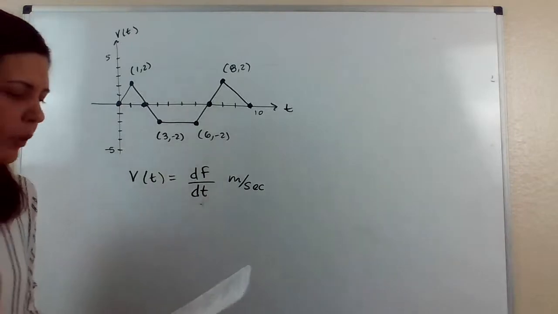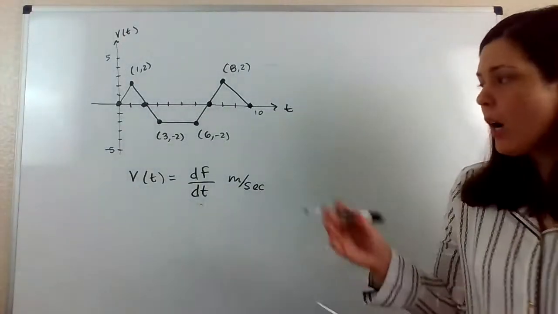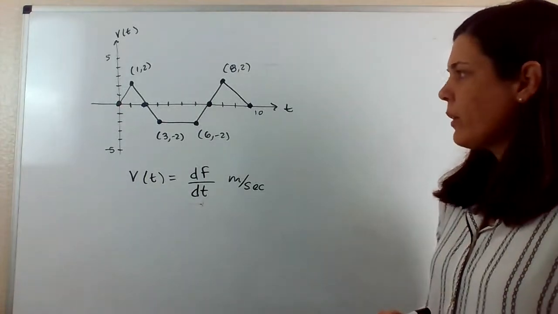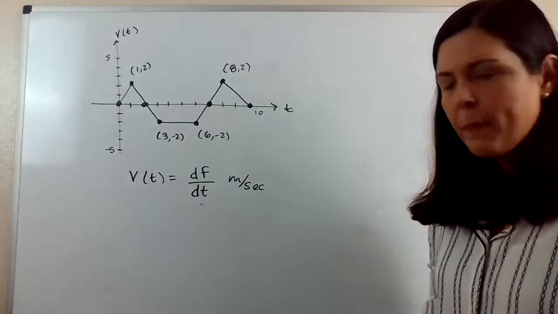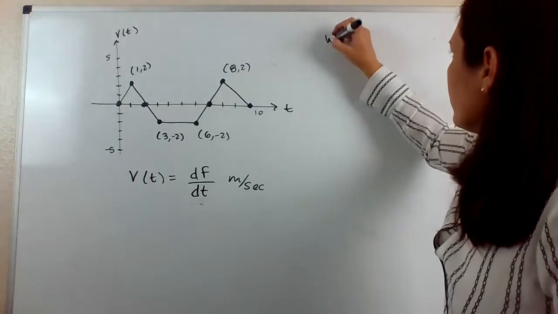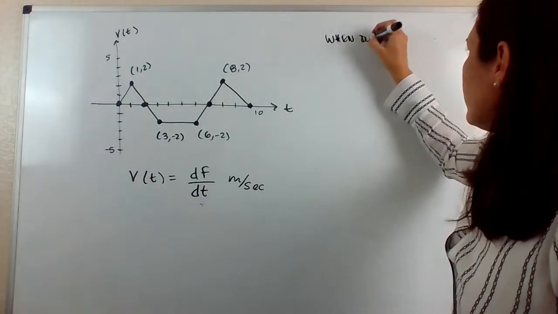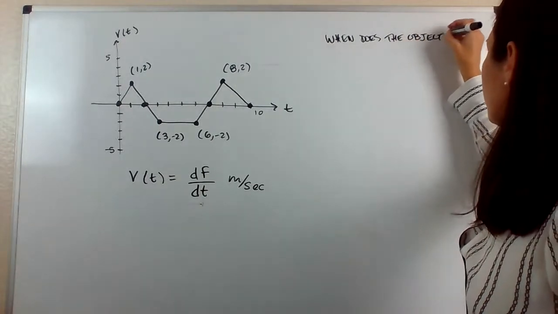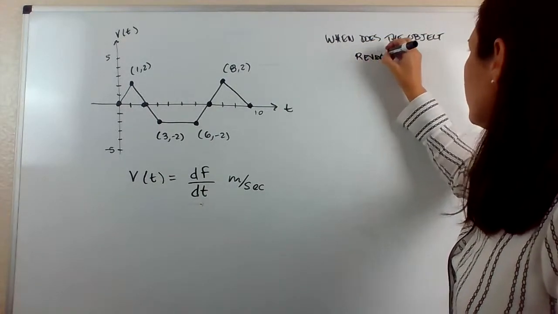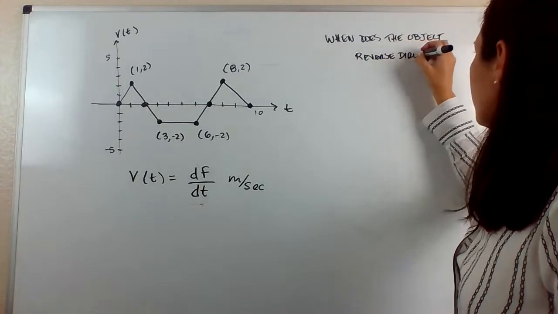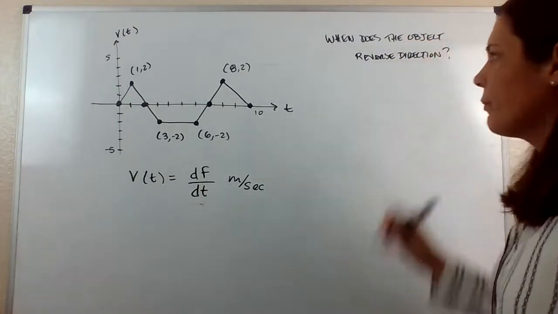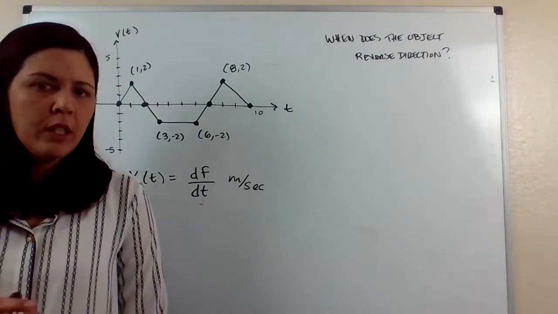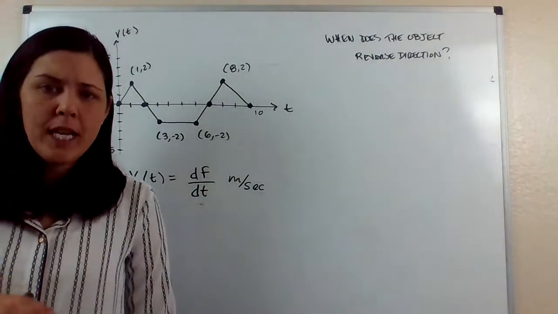All right, so some questions for you. When does the object reverse direction? Okay, so when does the object reverse direction? So think about it really quick. Let me write that down, actually. When does the object reverse direction? If this represents velocity, I sort of briefly mentioned that velocity can be negative.